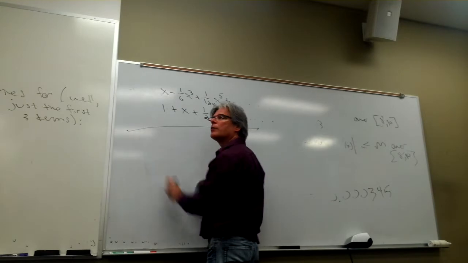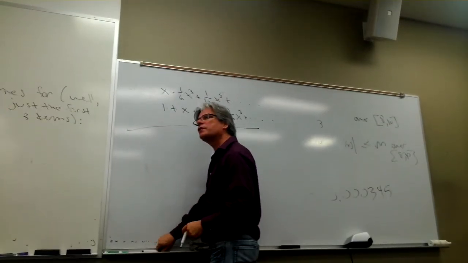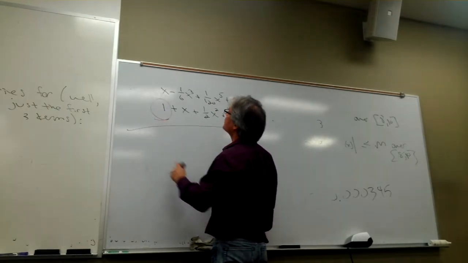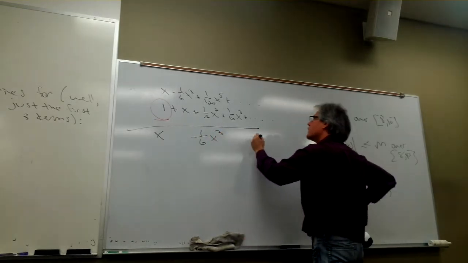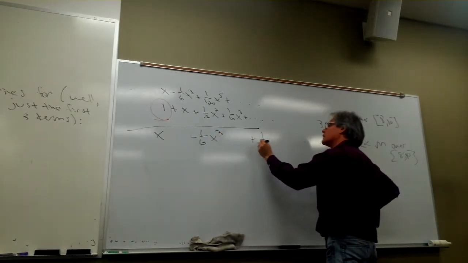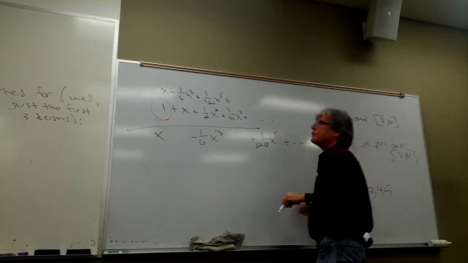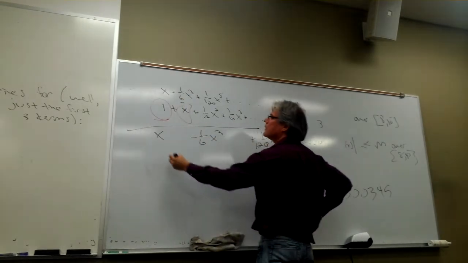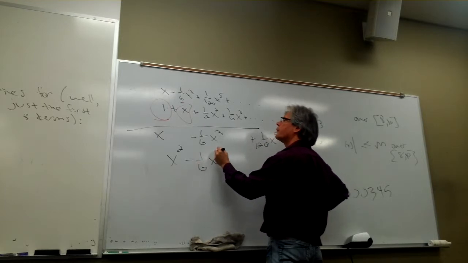You guys, check this out. Watch me play a first grade game. I'm gonna circle this 1, and I'm gonna multiply it by everything upstairs. And I think that's gonna give me an x minus 1/6 x cubed plus 1/120 x to the 5th, plus other stuff. If I multiply, however, x by every term upstairs, I think that's gonna give me x squared minus 1/6 x to the 4th.